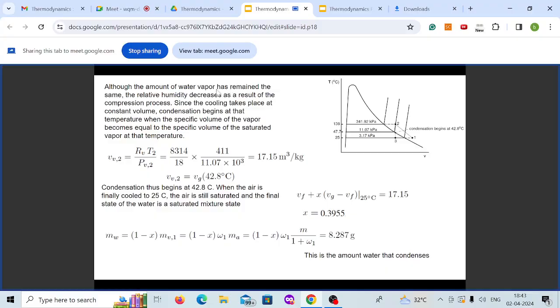Now, although the amount of water vapor has remained the same, the relative humidity decreases as a result of the compression process. Now since the cooling takes place at constant volume, condensation will happen when the specific volume of the vapor becomes equal to the specific volume of the saturated vapor.